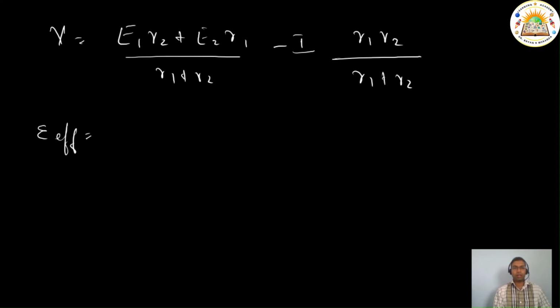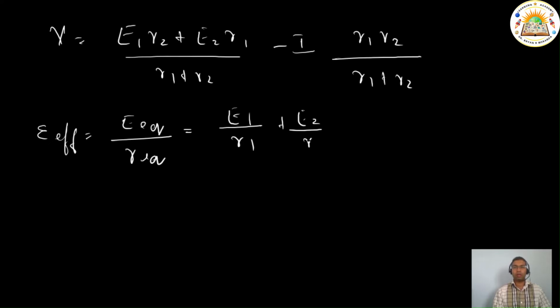E effective is nothing but, in this case, E equivalent by R equivalent, which is equal to E1 by R1 plus E2 by R2, and R effective is going to be 1 by R equivalent, which is nothing but 1 by R1 plus 1 by R2.